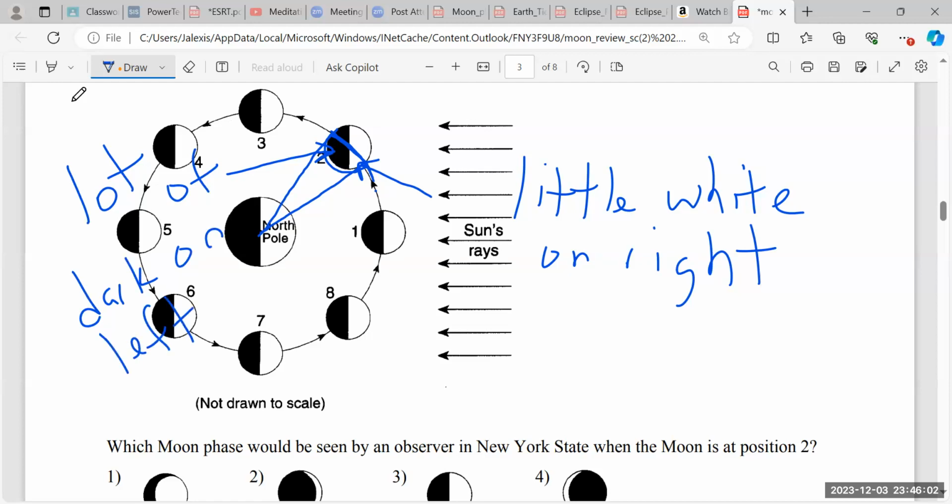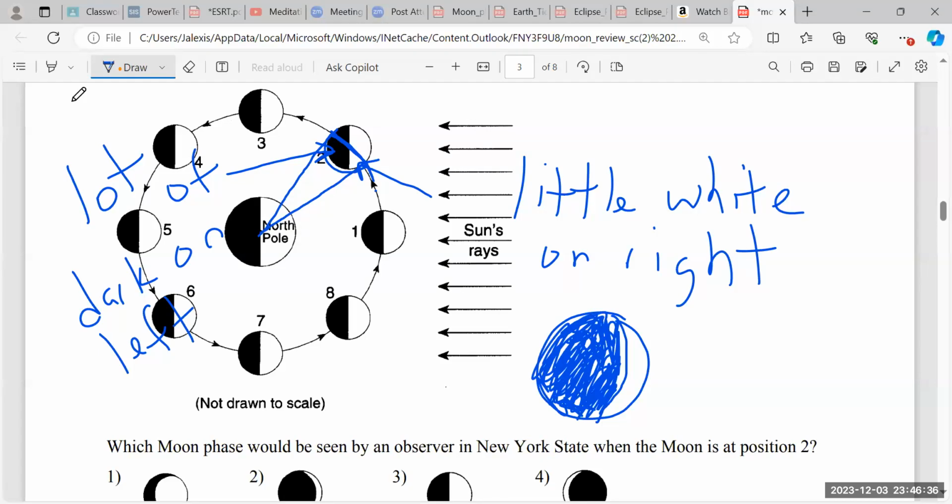And so when I draw what I see, a lot of dark on the left, a little bit of white on the right, I'm just going to shade this in. I know my drawing may not be perfect, but we're going to make it. All right, there we go. Get yourself some color. Bada bing, bada boom.